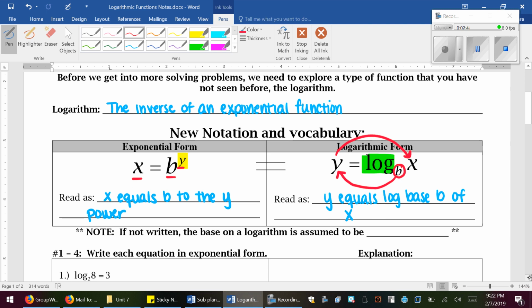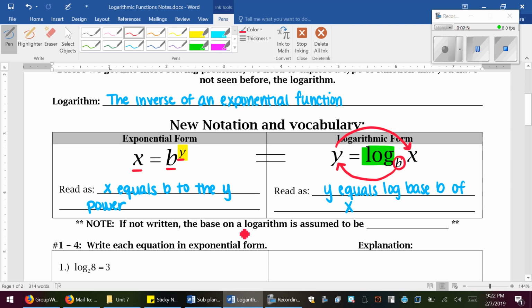One little note before we move on, if it is not written, the base on a logarithm is assumed to be base 10. We count in base 10. You have 10 fingers, 10 toes that you count on. The numbers 0 through 9, there's 10 of them. Then you go 10 through 19, those are your teens. Then you have your 20s, your 30s, your 40s, so we count in base 10. So the base is important because if you don't write it, it's assumed to be the number 10.